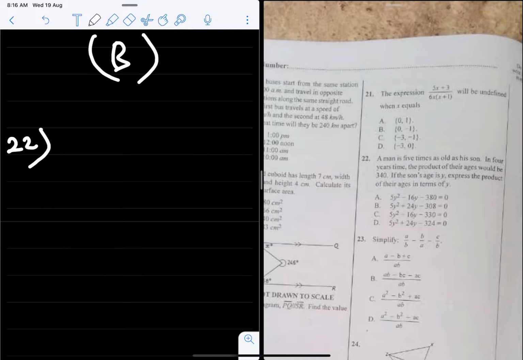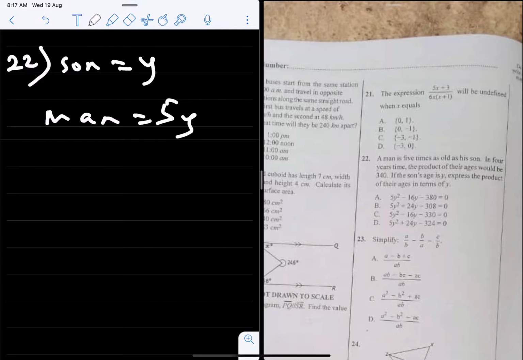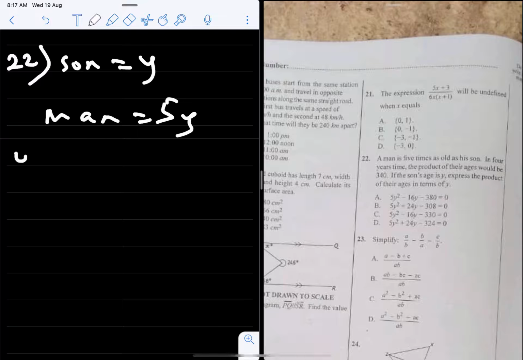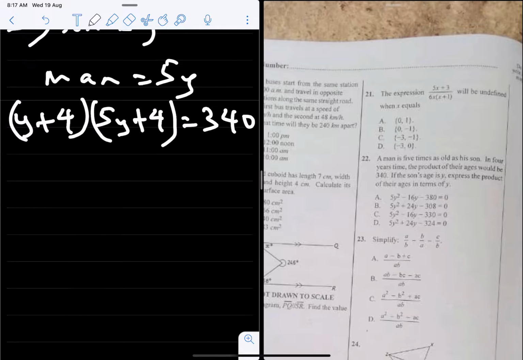A man is 5 times as old as his son. In 4 years' time, the product of their ages is 340. If the son's age is y, express the product of their ages in terms of y. Son is y. Then man is going to be 5y, since he's 5 times as old as his son. So in 4 years' time, the son will be y plus 4 years old, and the man will be 5y plus 4 years old. The product of their ages at that time is going to be 340.